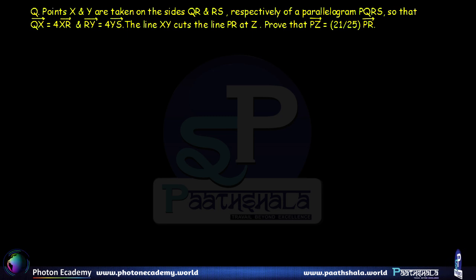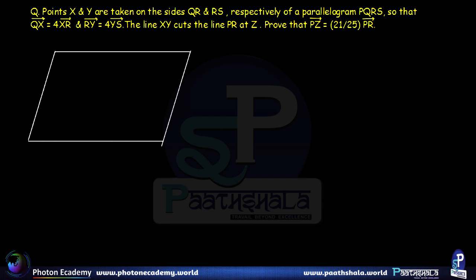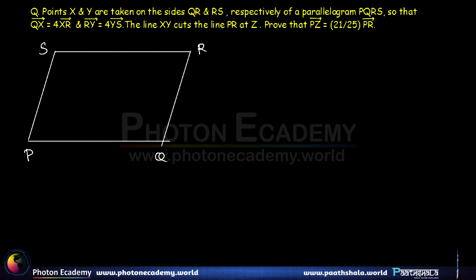Okay, so we are given a parallelogram. Let's draw the diagram. So suppose it is PQRS. Now they have said that X lies on side QR such that QX is equal to 4XR. So it will be something like this.